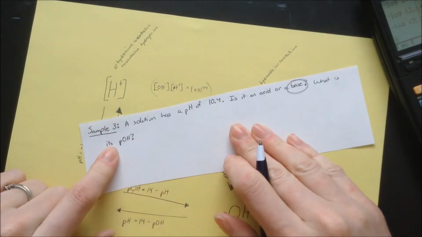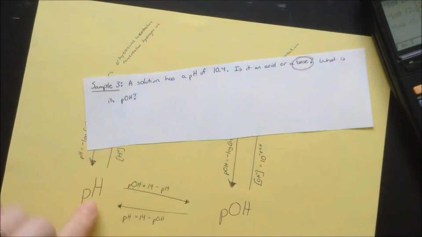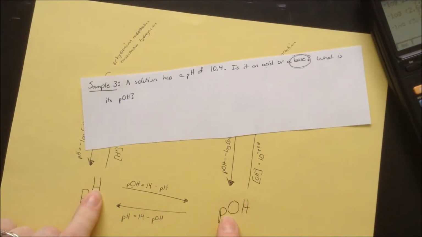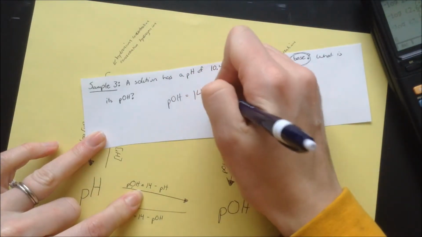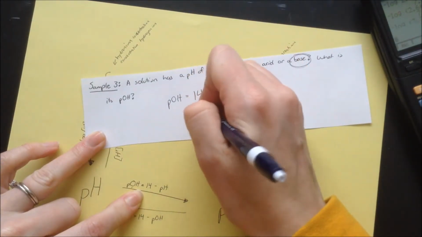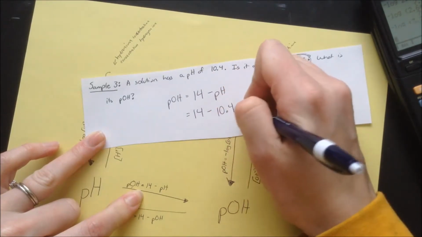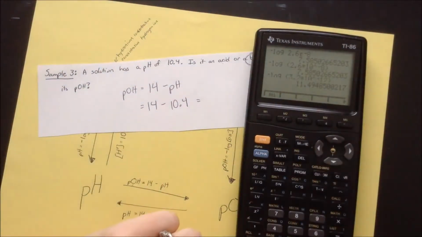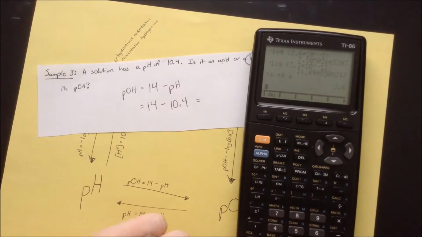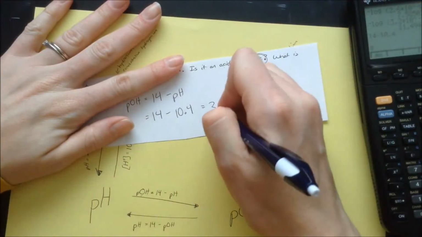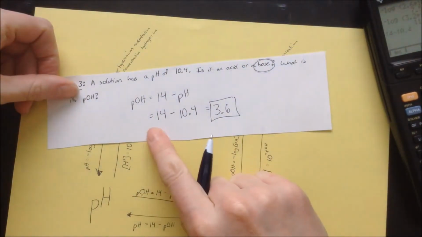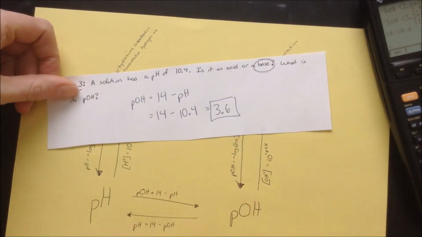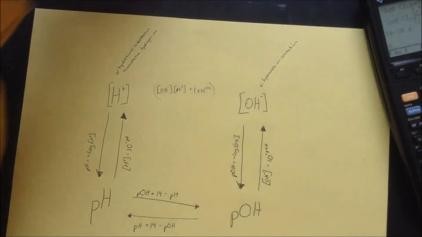And we want to know what the pOH is. So this was the easy one. See, we've got the pH and we want the pOH. So this is what we're going to do. pOH is going to be 14 minus pH. So I'm going to do 14 minus 10.4. You might even be able to do that in your head, but just to make sure, 3.6. 3.6 is my pOH. Those are the easy ones. We're just going back and forth. 14 minus, you get the other one. Those are pretty easy to do.